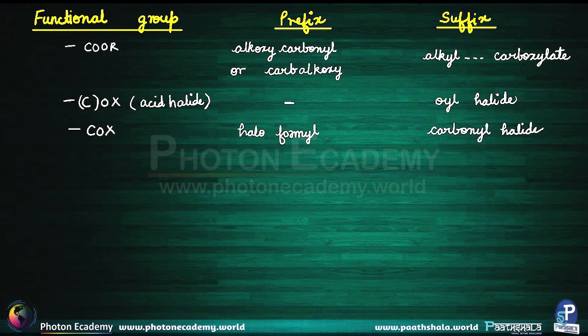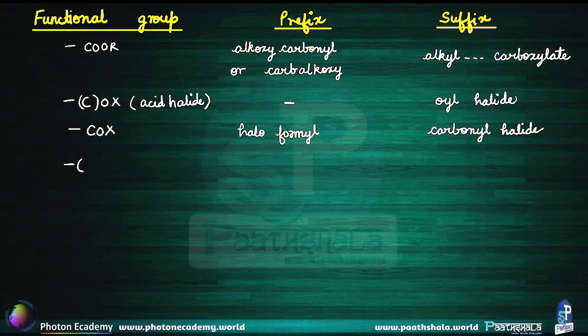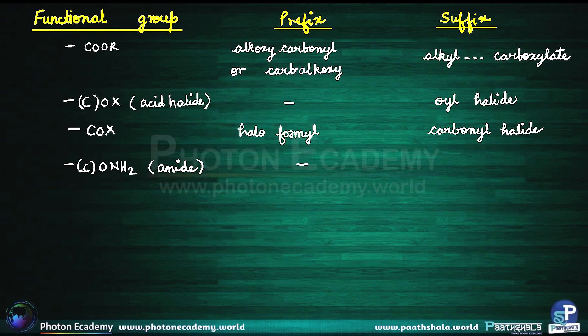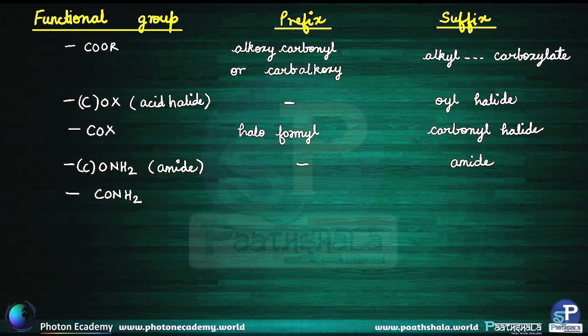Alright, moving on, if we have the NH2 group over here, this is the amide group. So if we have any carbon with ONH2, the prefix is nothing, but the suffix is amide. So at the end we'll just put amide over it. But if CONH2 is present as a whole, then the prefix that we use is carbamoyl, and we use carboxamide for the suffix.